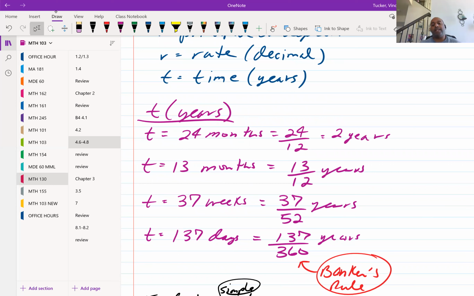And then if we had days, even though there are 365 days in a year, 366 on a leap year, we use 360 for days. That's called banker's rule. So that's what you would do to convert from months to years, weeks to years, days to years.